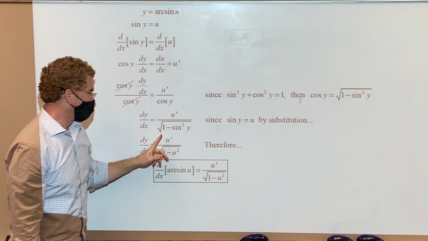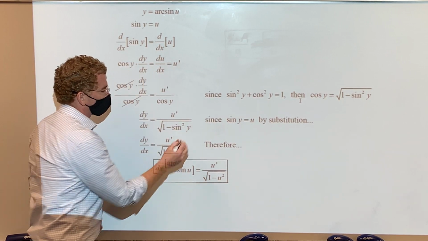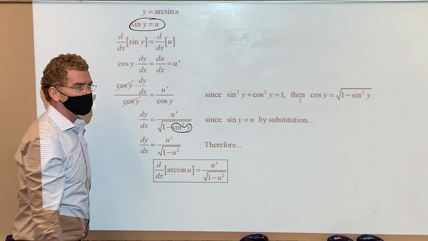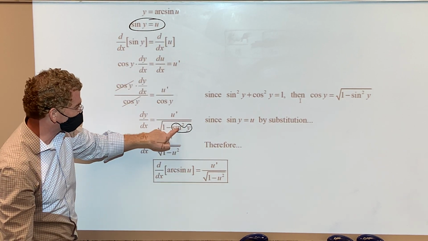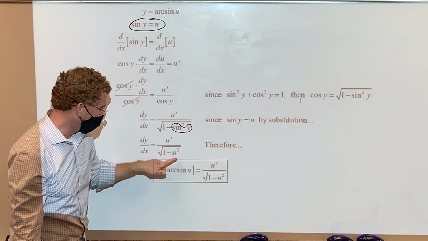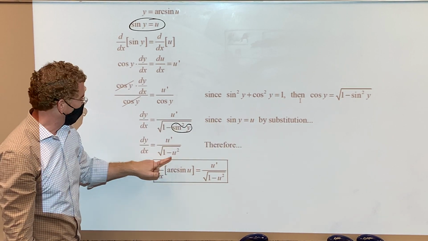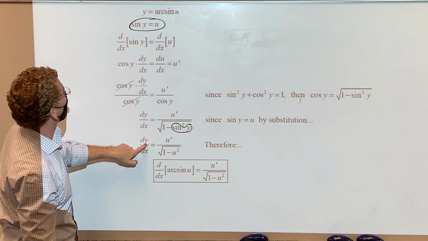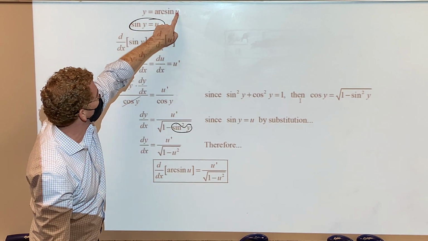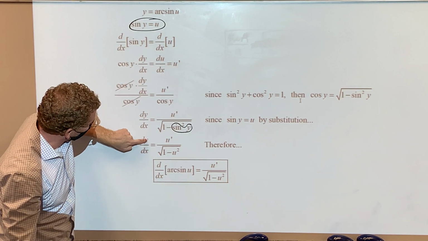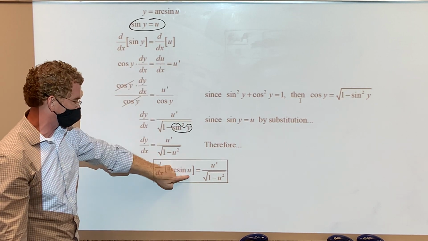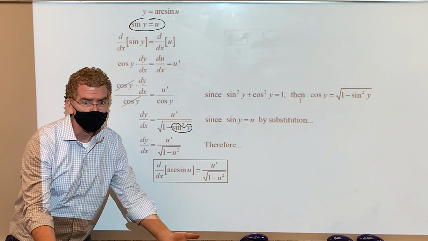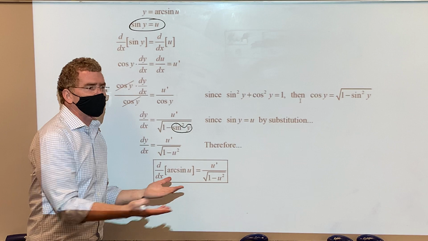Now, sine of y from the original problem was equal to what? u. So I'm going to replace sine of y with u, and that gets me to here. And if the derivative of y with respect to x is this, and y is arc sine of u, then the derivative of arc sine of u with respect to x is that. Now, for u, all you have to do is apply it.